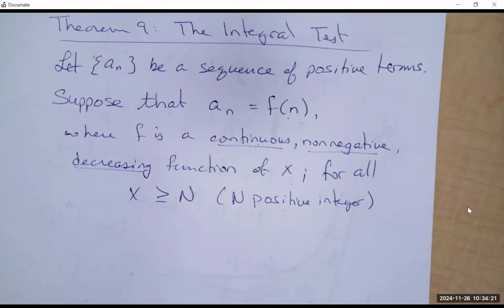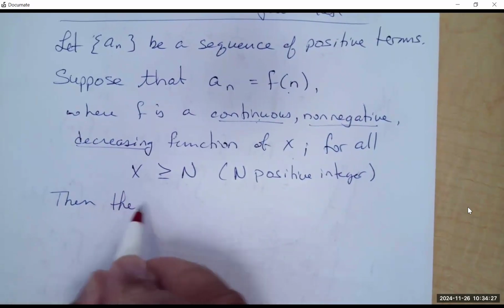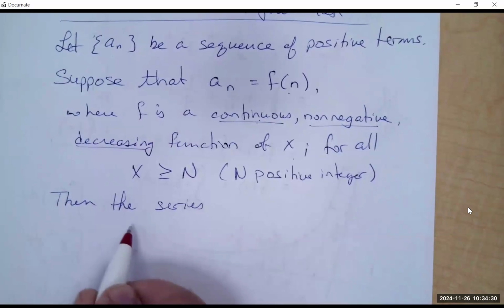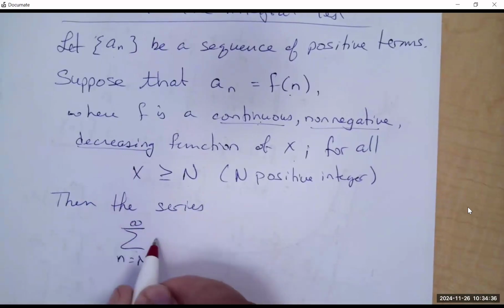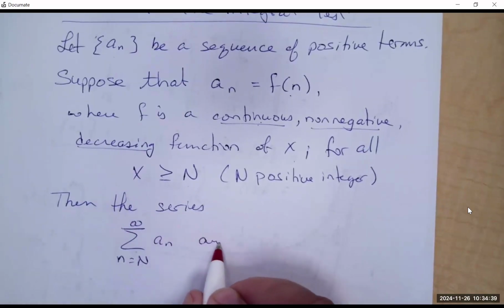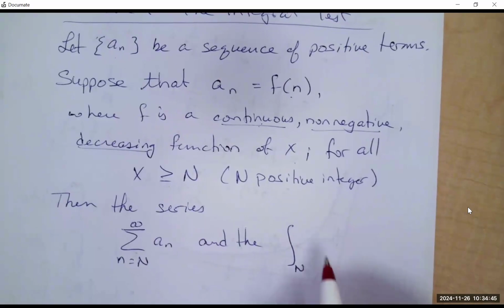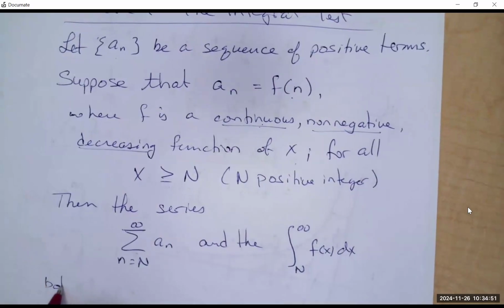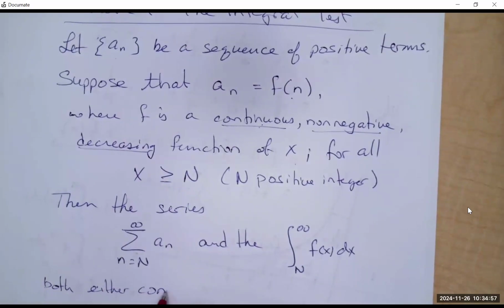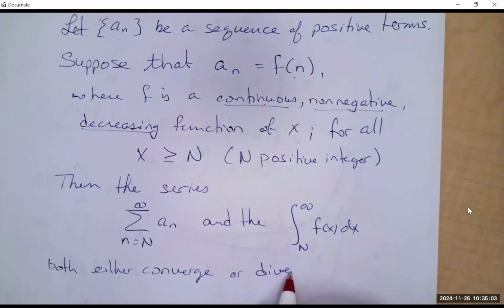So let's see. Where did I leave off? Then the series, the summation from n equals capital N to infinity of a sub n, and the integral from N to infinity of f of x dx, both either converge or diverge.